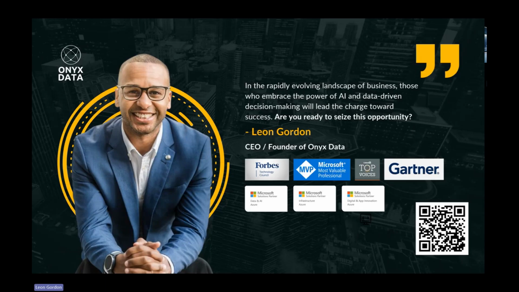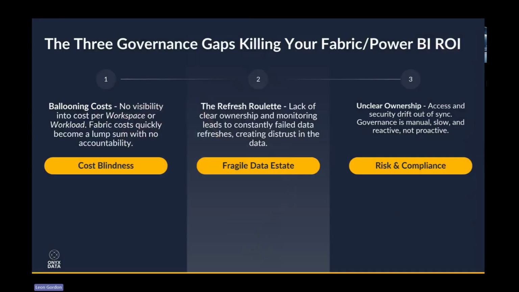So now that we have those introductions out of the way, let's take a look at the three governance gaps that we see that kill your Microsoft Fabric and Power BI ROI, so return on investment. Typically, the first point is ballooning costs. It's very difficult to have visibility into costs per workspace or per workload, or even per department in Fabric. This means that the Fabric cost can quickly become a lump sum with no accountability in the organization.